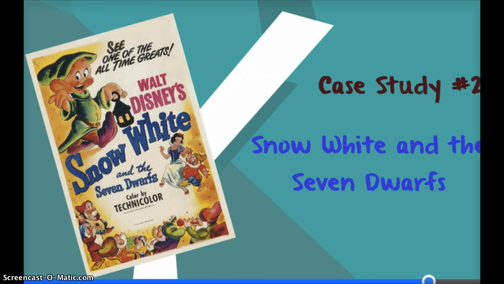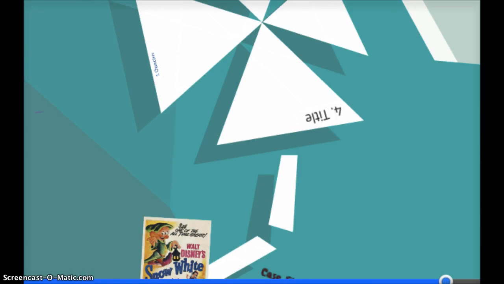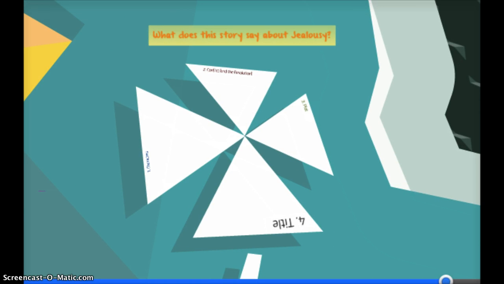All right, let's look at case study number 2. This is Snow White and the 7 Dwarfs. If you're not familiar with the story, don't worry, because we're going to go over all the different events. So one thing I want you to think about, as we go over the story, is what does the story say about jealousy? So keep that in mind as we go through.